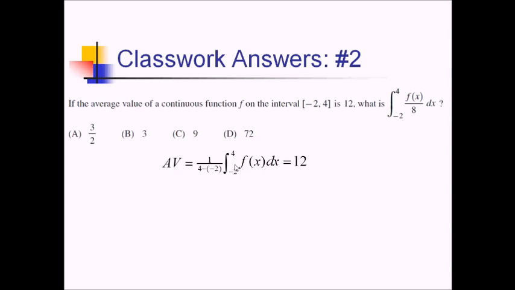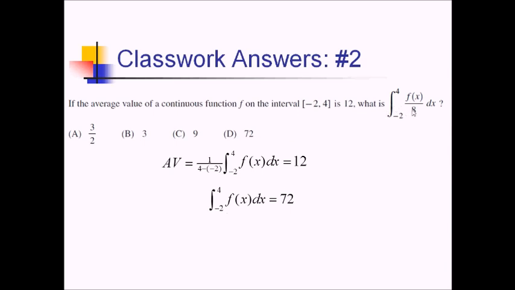So right here, I've got 1 over 6 here. I can isolate this integral if I just multiply both sides by 6. So that allows me to write the integral from negative 2 to 4 of f of x dx equals 72. Now, how does that help me? Well, I'm almost there, because in order to turn this into this, I just have to essentially divide it by 8.